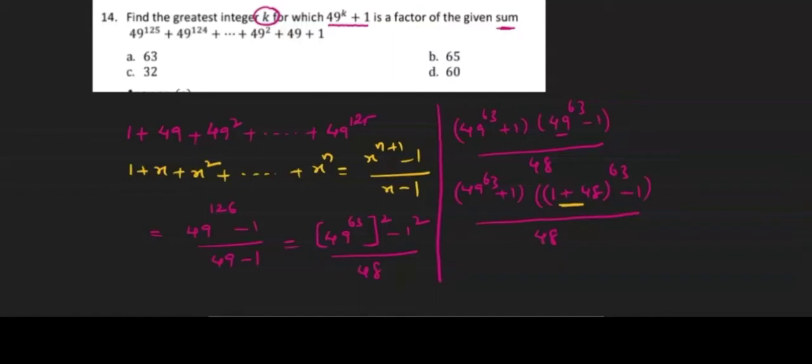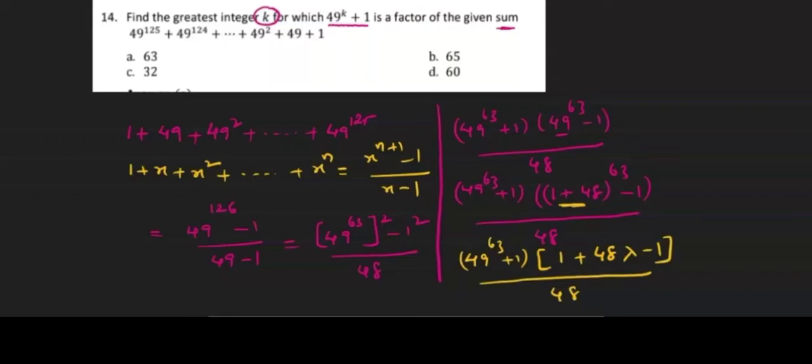So we expand that. Already we have 49 power 63 plus 1 into, if you expand this, you will get 1 plus 48 times lambda minus 1, whole by 48. So here, once again I want to tell you, in the (1 plus x) whole power expansion, the expansion will be 1 plus 48x plus 48 something and so on. So in every term after 1, you can get 48. If you take that 48 as common, you will get some positive quantity. So I took that positive quantity as lambda.